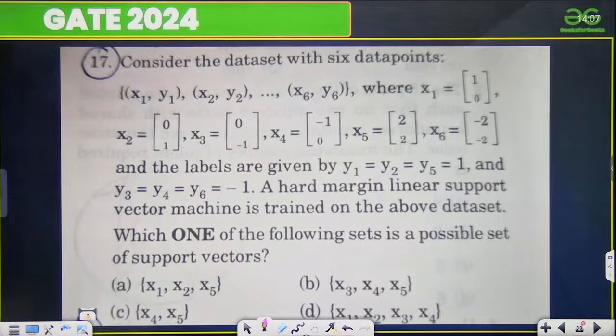Yes, I'll tell you. You just try to solve this question first. Very simple. Which one of the following sets is a possible set of support vectors? This is an MCQ question, not MSQ. I think this is a 1 mark question, very simple. Let's see everyone, please do this.